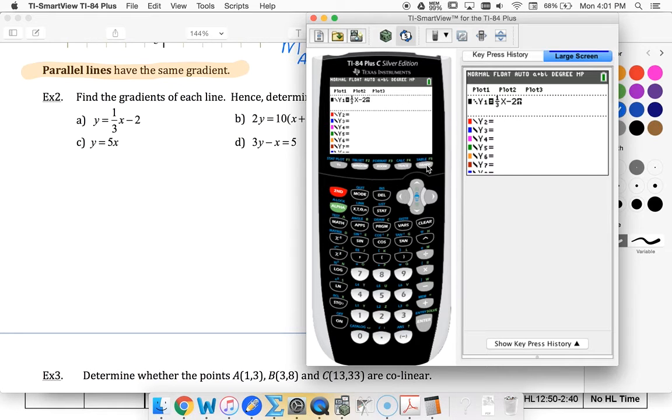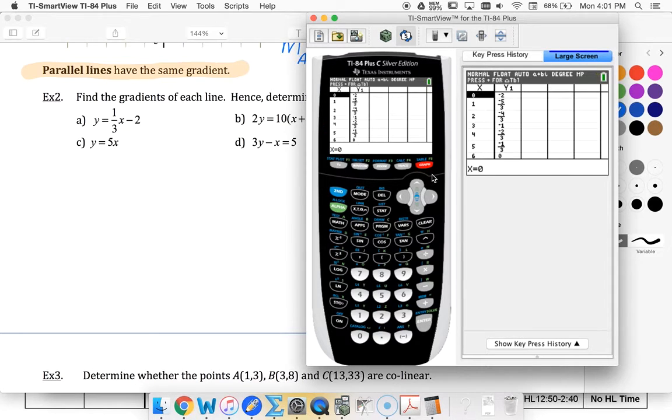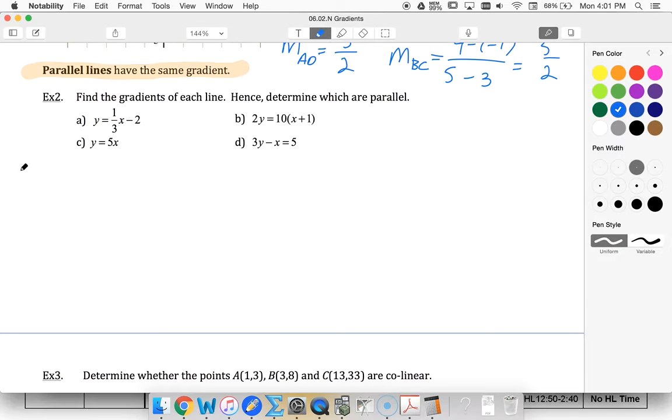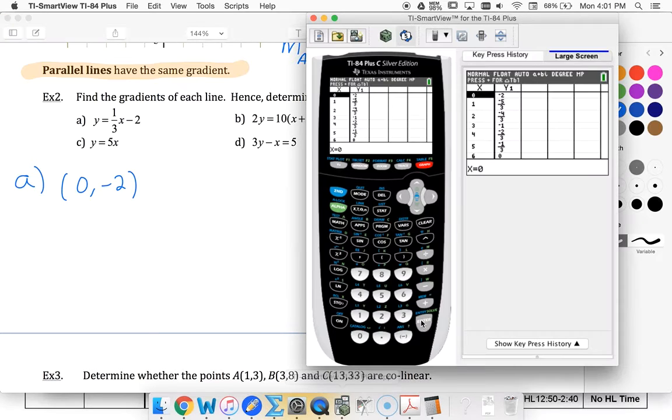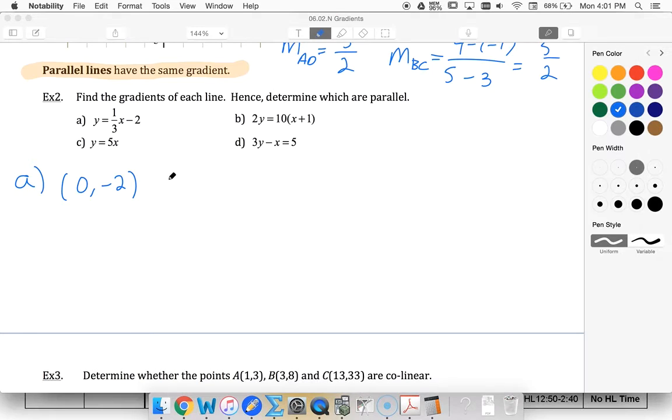So second graph gives me my table. And now I can see when x is 0, my y value is -2. So I'm going to write that down, that I've got the point (0, -2), and I'm going to look for another point that has nice values. And I can see down here, when x is 3, I get a y value of -1.